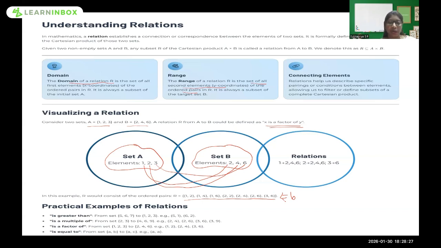Here are some practical examples of relation. Is greater than from set 5, 6, 7 to 1, 2, 3. Then our examples will be (5, 1) and (6, 2). Likewise, there are some small examples. You can note them out.